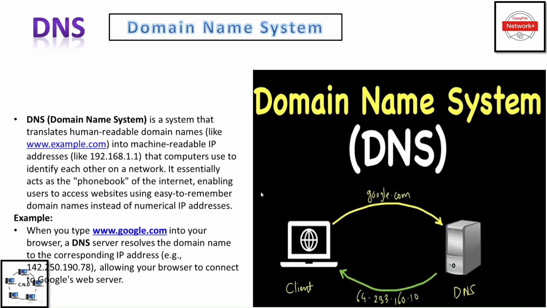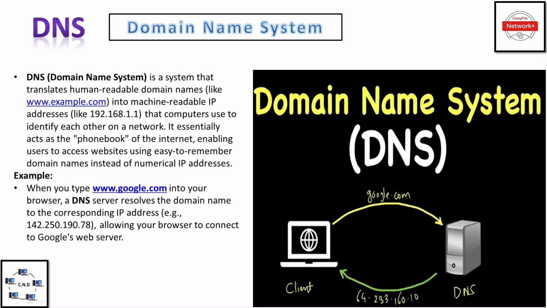DNS, that is domain name system. DNS is a system that translates human readable domain names, for example, google.com, into machine readable IP addresses like this one, 192.168.1.1. Of course, this would not be an IP address of a publicly accessible domain name. It's a private IP address, but just for the sake of example, that computers use to identify each other on a network.